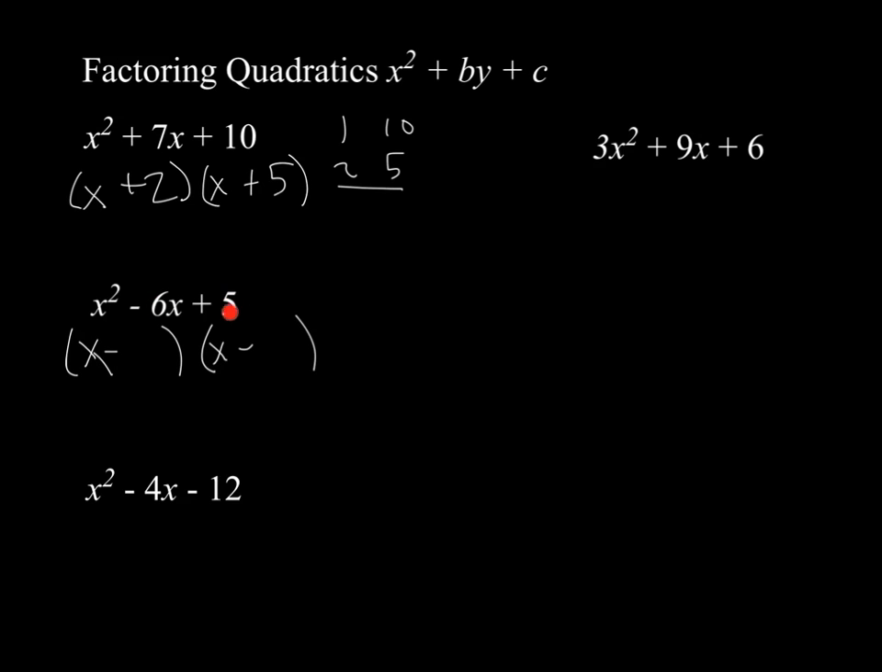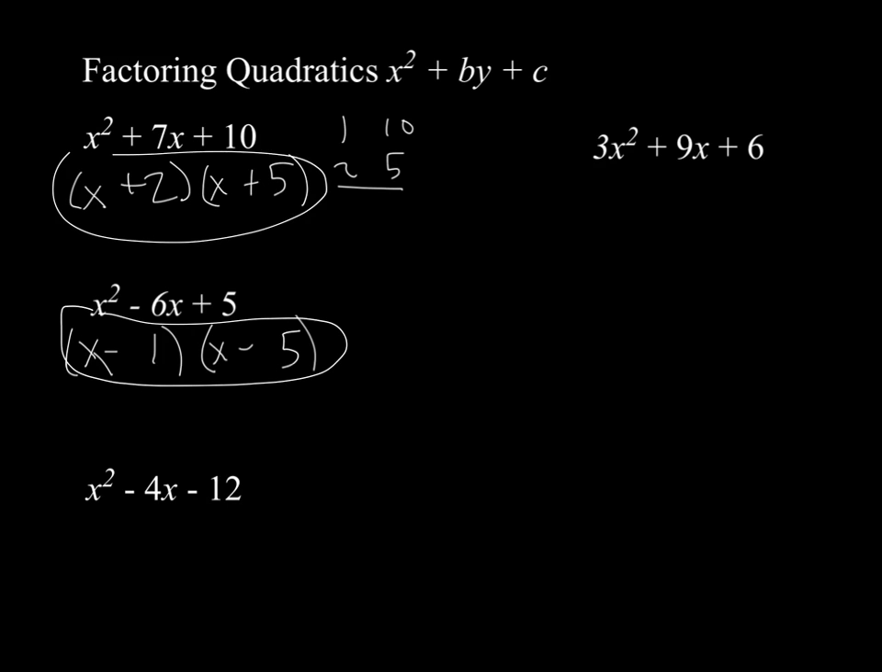Well, 5 is a prime number. Its only factors are 1 and 5. And when you do negative 1 times negative 5, you do get a positive 5, and negative 1 plus negative 5 does give you a negative 6. So there is our factored expression right here. So this is the factored expression for the first one, this factored expression for the second one.